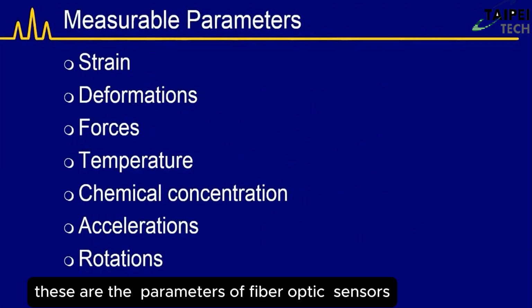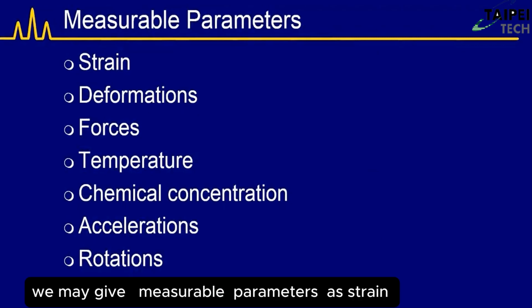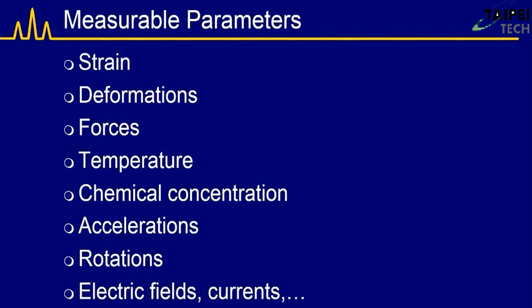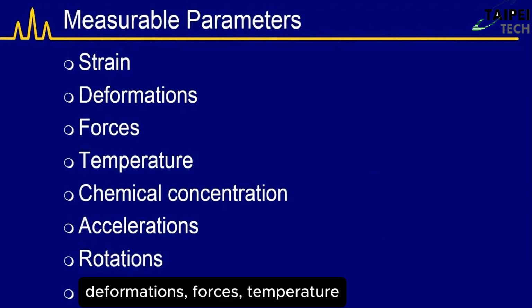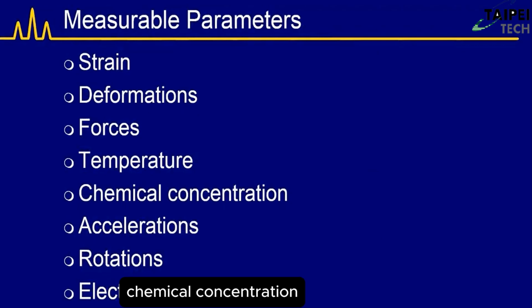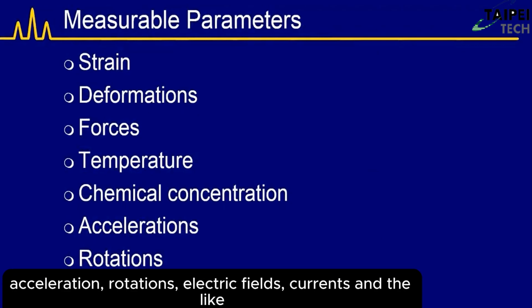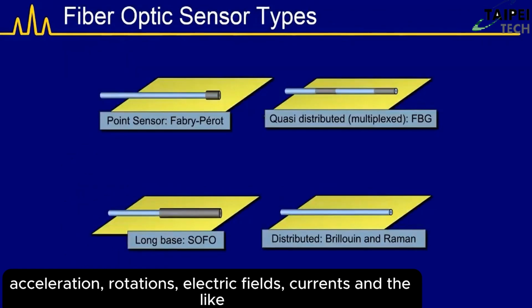These are the parameters of the fiber optic sensor. Measurable parameters include strain, deformation, force, temperature, chemical concentration, acceleration, rotations, electric field, currents, and the like.